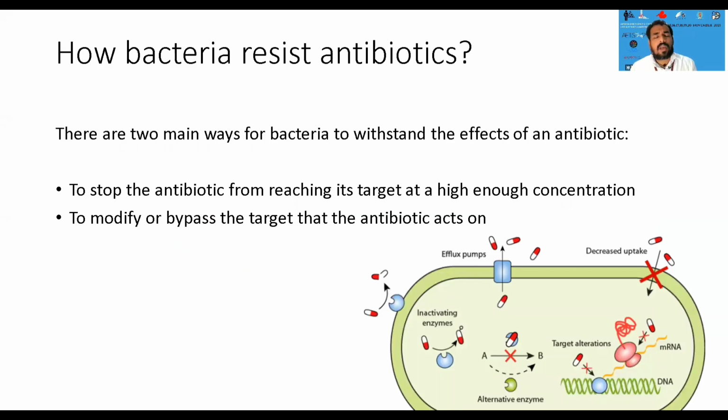And now the question which comes to our mind is, how are bacteria resisting all these newer antibiotics? As far as bacteria are concerned, there are two means for them to withstand the effect of an antibiotic. One is to stop the antibiotic from reaching its target at a high enough concentration to kill the bacterial cell, for which they produce various efflux pumps which pump out the antibiotics, and inactivating enzymes which degrade the antibiotics. Also, they can produce alternative enzymes so that the antibiotic will bind to the alternative enzymes.